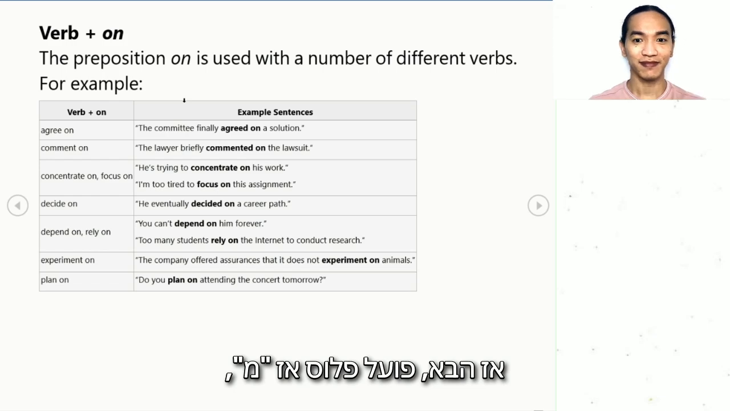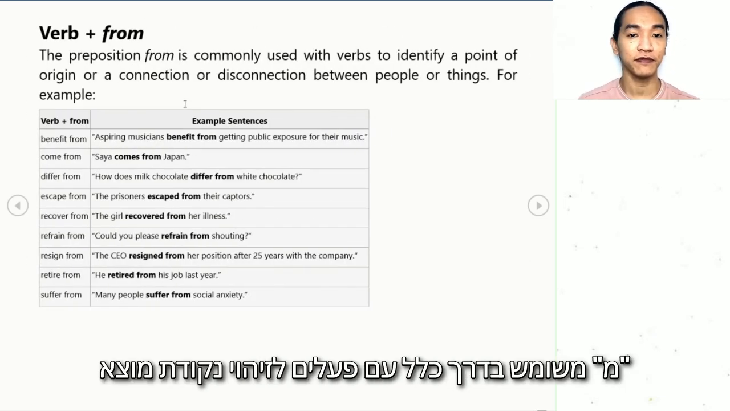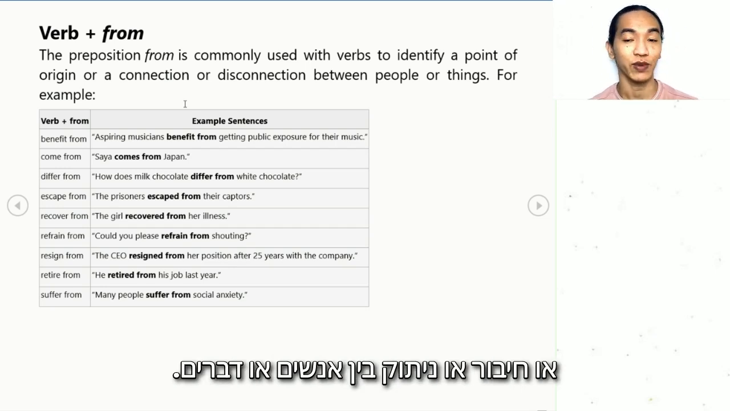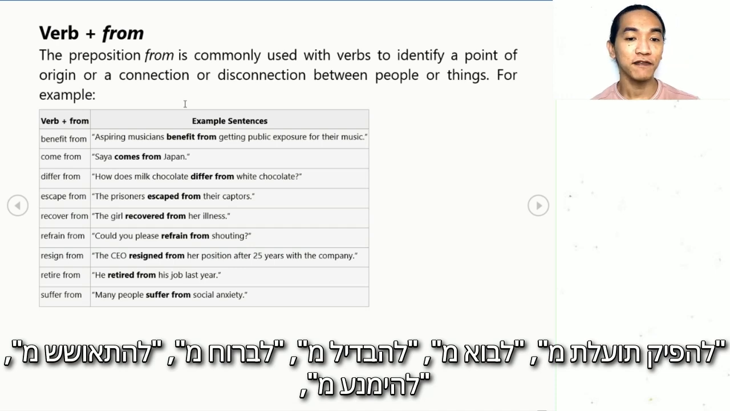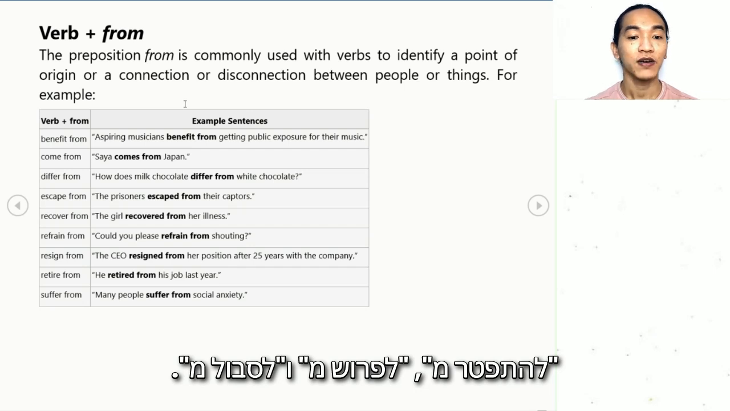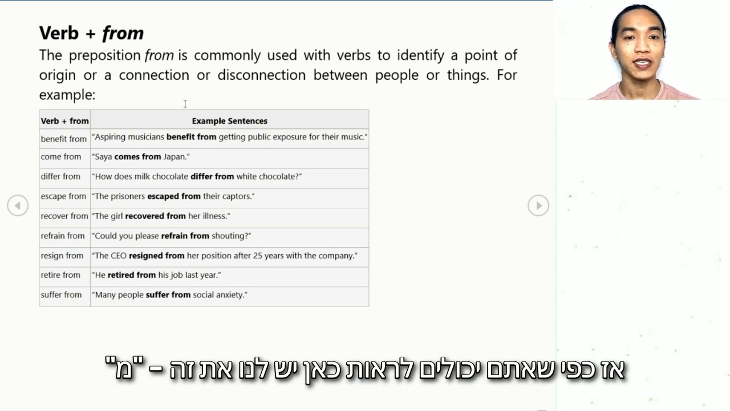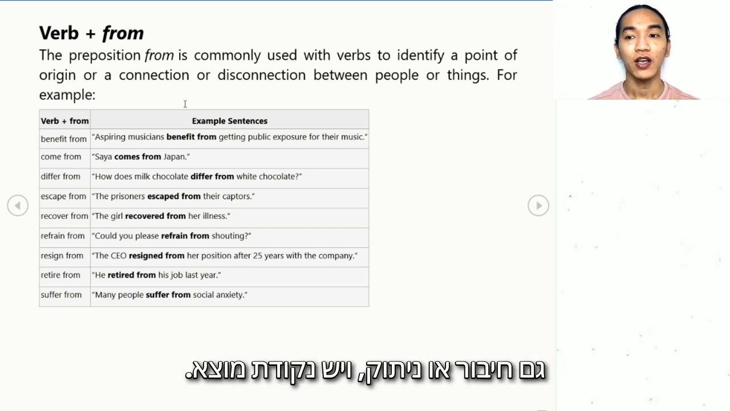All right. So next, verb plus from. From is commonly used with verbs to identify a point of origin or a connection or disconnection between people or things. So we have examples like benefit from, come from, differ from, escape from, recover from, refrain from, resign from, retire from, and suffer from. As you can see here, we have this from, connection or disconnection. Also point of origin.